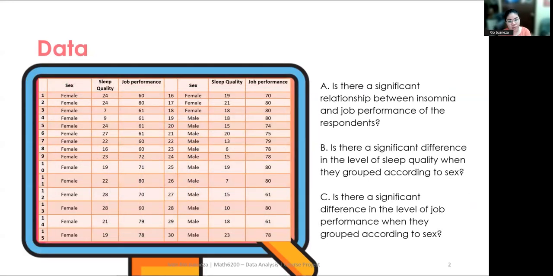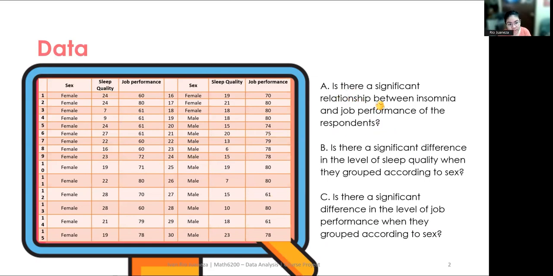Before we start, I would like to present the data provided and also the questions that need to be answered. As you can see, there are three variables presented on the table: sex, sleep quality, and job performance. They are also grouped according to the sex. We have female group and male group. The numbers vary according to each respondent. So here are the questions.